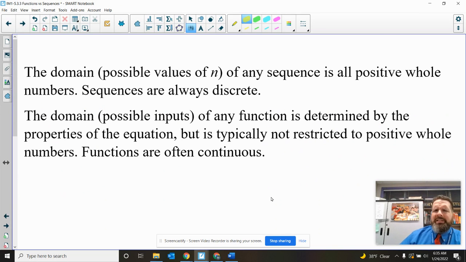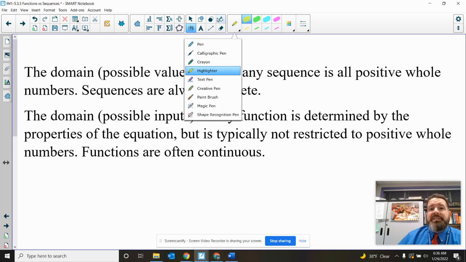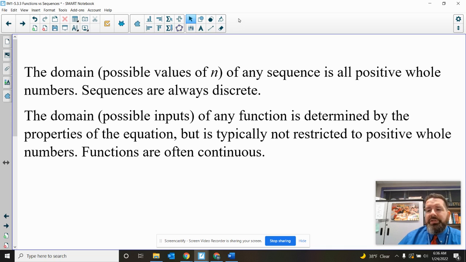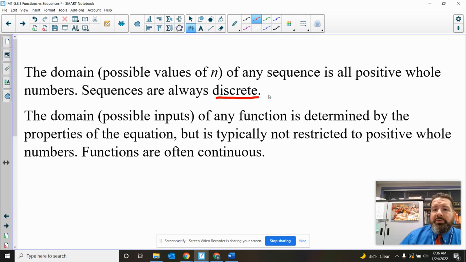So here are some words. Let's give you a chance to read, and then we'll discuss. So pause as you need. So an important word here. I want you to know this word, domain. It means the values you're allowed to input into an equation. So for a sequence, the domain is only positive whole numbers, meaning they're separate points. The word we use to describe something made of separate points is this word right here, discrete. Discrete means that your graph is made of separate points.